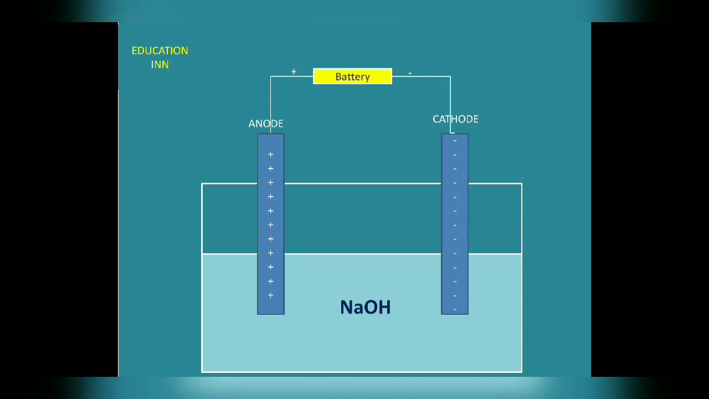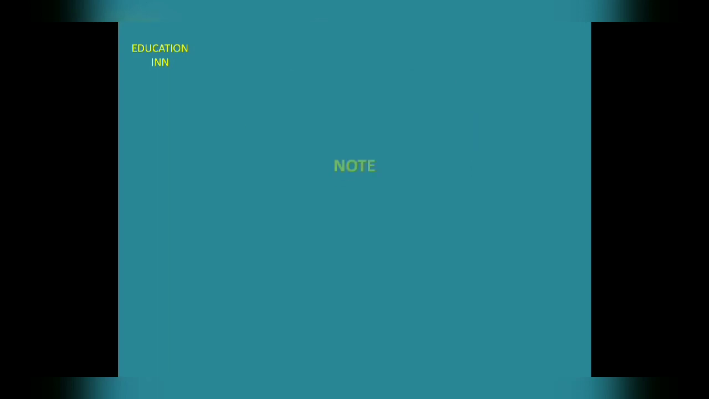Sodium hydroxide is then removed from here and concentrated. The sodium hydroxide produced by this method is almost 50% pure. So to increase the purity, it is concentrated again and again.